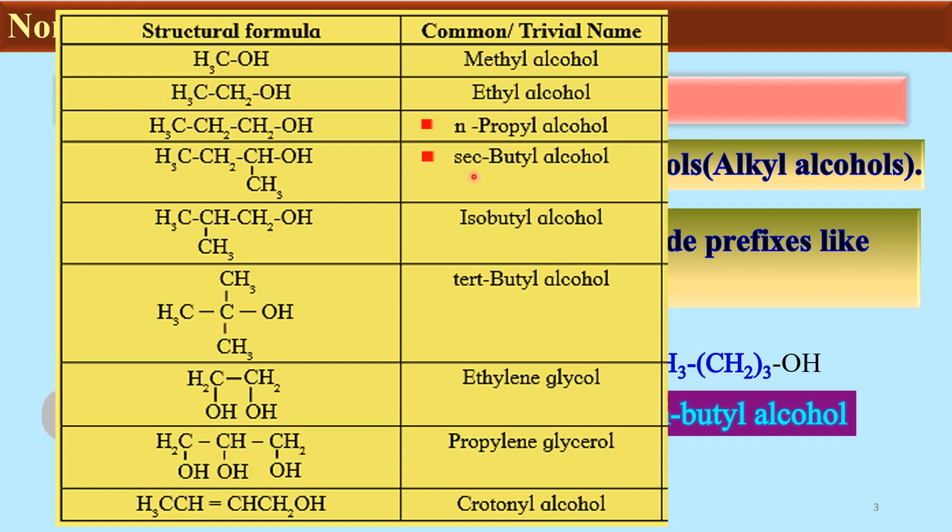Let's talk about secondary butyl alcohol. Here, in this case, we find CH3, CH2, CH bonded to CH3 and OH. The OH group is attached to a secondary carbon atom. And the alkyl group which is attached here is the secondary butyl group. That's why it is said to be secondary butyl alcohol. Since the OH group is attached to the secondary carbon atom of the butyl group, it is said to be secondary butyl alcohol.